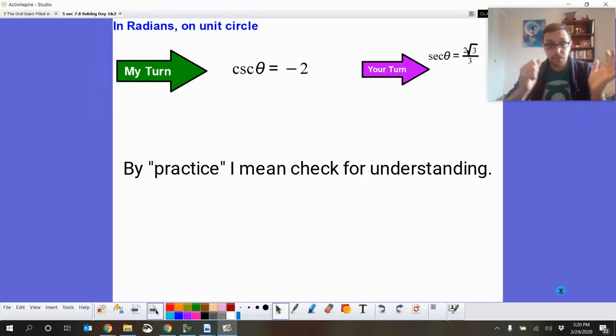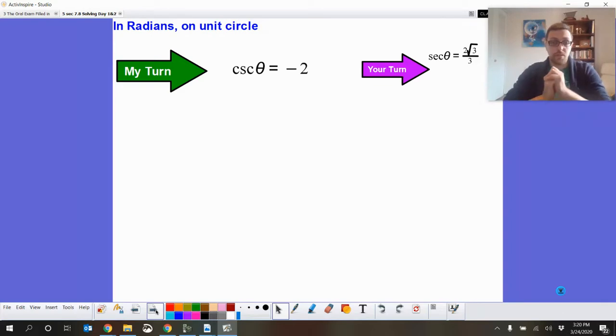Okay. So we're going to start by solving trig equations, basically the same as what we did before, but with a little twist.